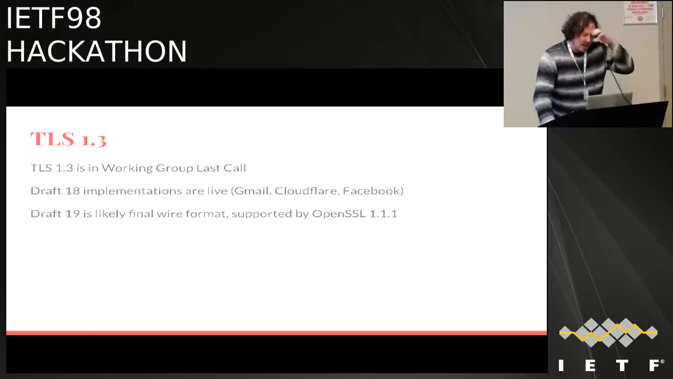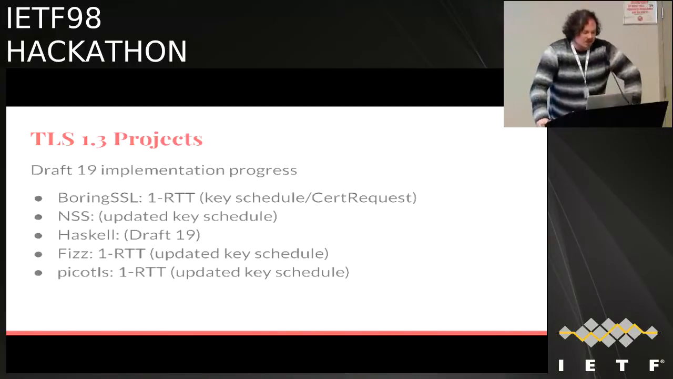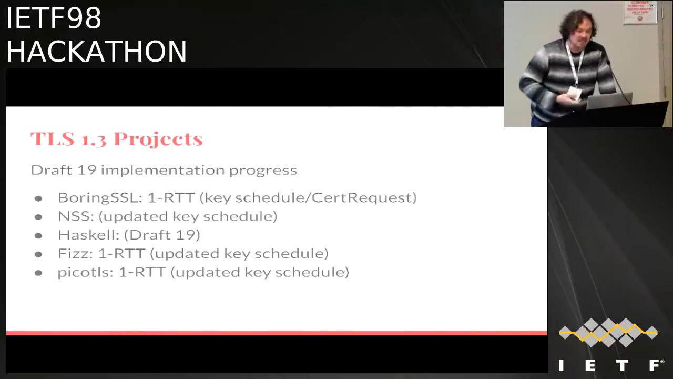OpenSSL supports this, and part of this hackathon was to try to move some of the implementations up to the very last draft 19. And results: the BoringSSL team got 0RTT working with TLS 1.3 on the server side, as well as updated the 1RTT. NSS, which powers Firefox, is also getting pretty close to draft 19.